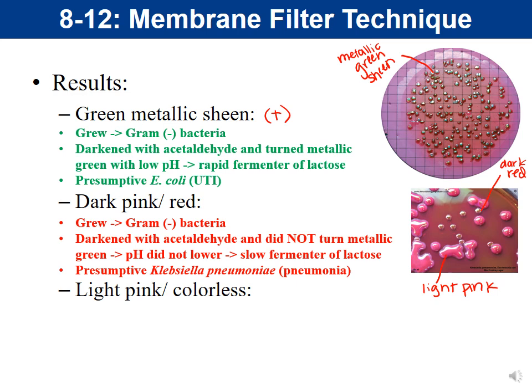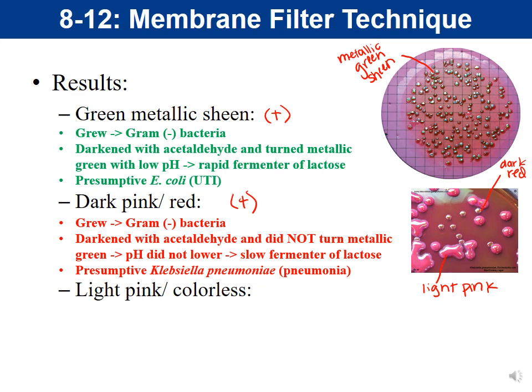So would dark pink red be considered positive or negative for coliforms? And the answer is that that's considered positive because it is still a gram-negative bacteria. It does ferment the lactose because the colony is darkened. It just did not produce enough acids to be detected by the basic fuchsin. But the fact that they darkened and the fact that they grew, we're going to call that positive for being a coliform.